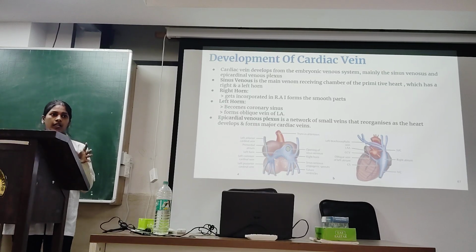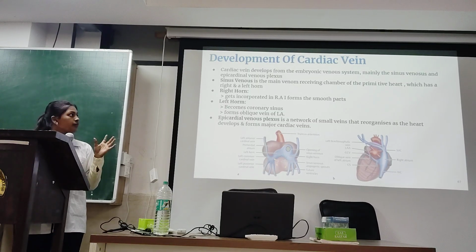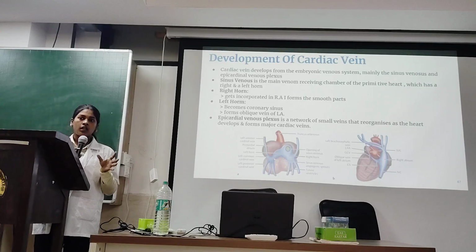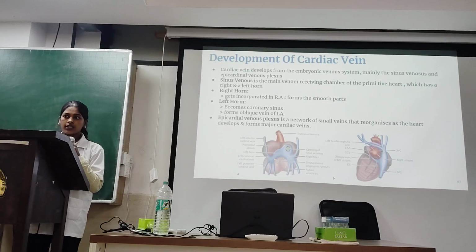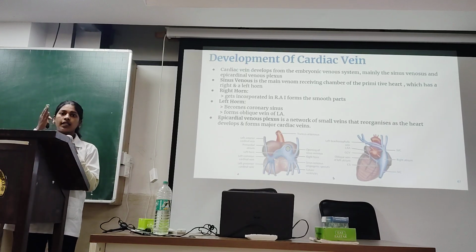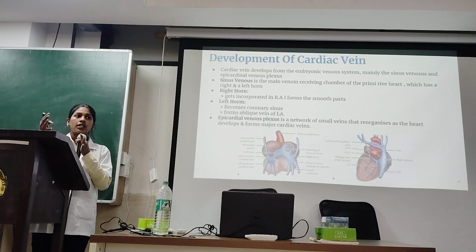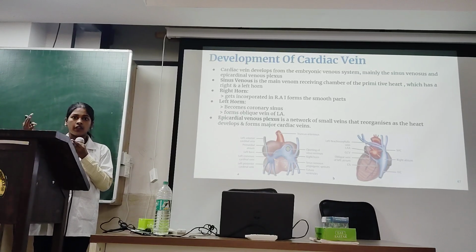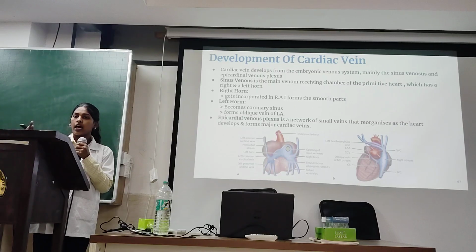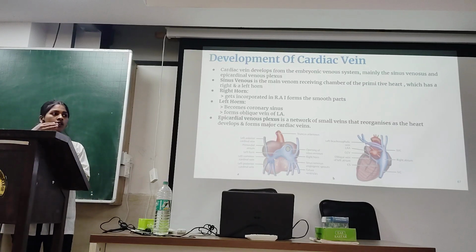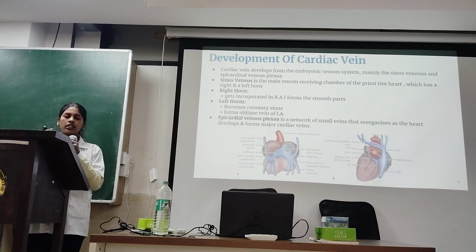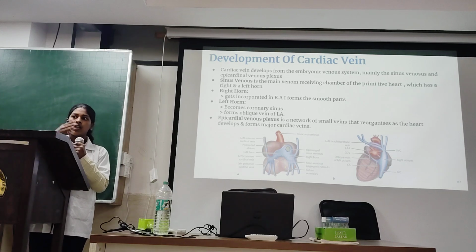During the embryological period, our heart has a system known as the embryonic venous system. This embryonic venous system has two parts: sinus venosus and an epicardial venous plexus. The sinus venosus is like a big chamber which receives deoxygenated blood from different veins like vitelline, umbilical, and cardinal veins. This sinus venosus has two horns, the right horn and the left horn.